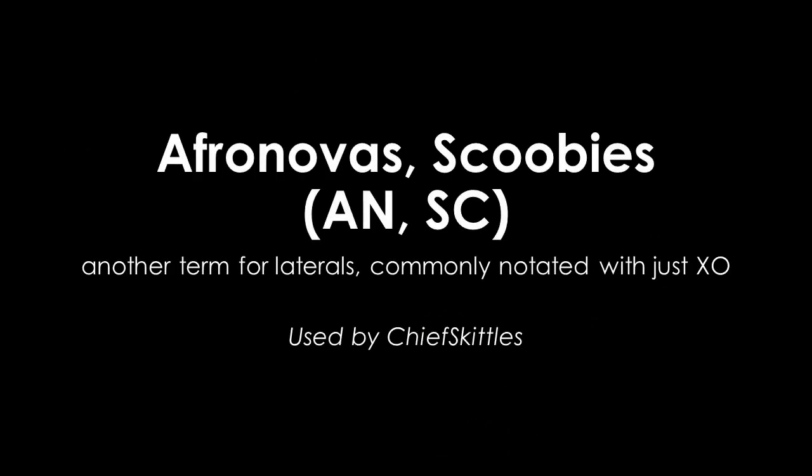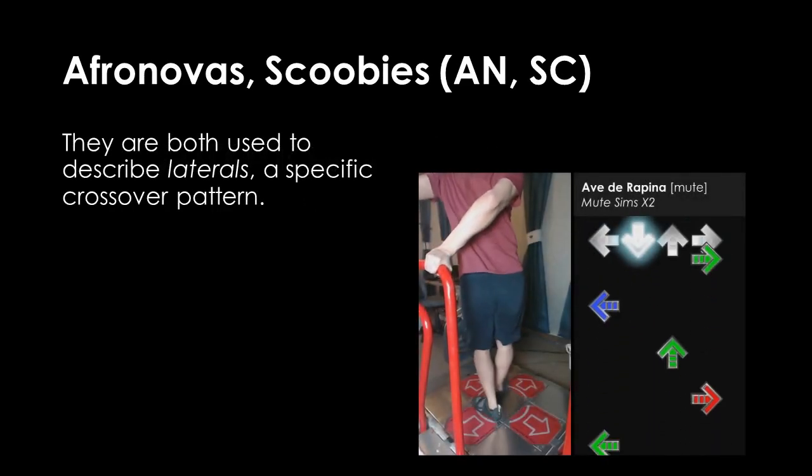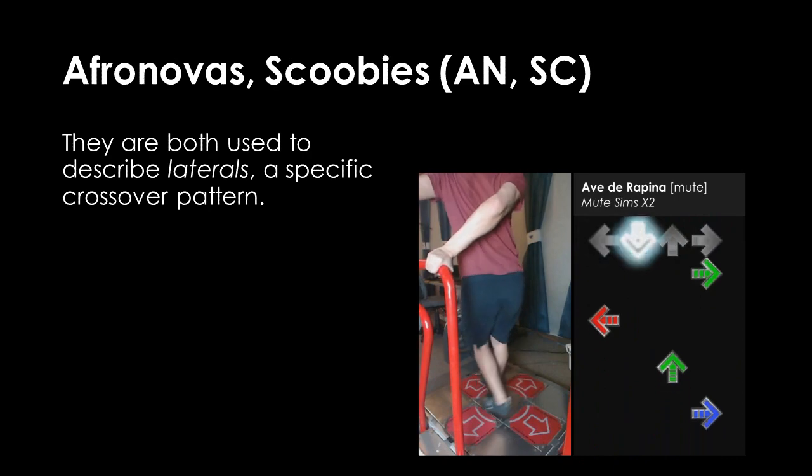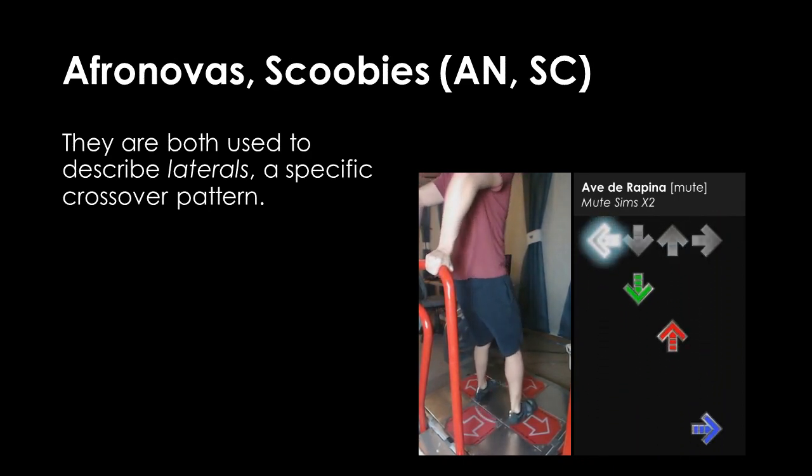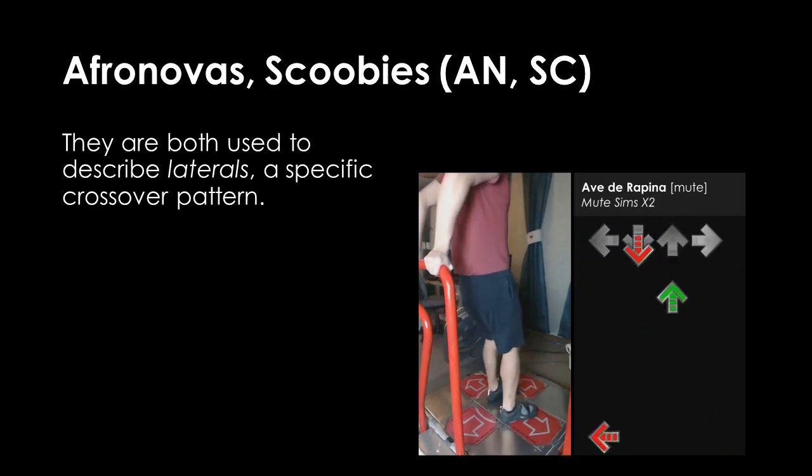Afronovas and Scoobies is a notation I've seen used by Chief Skittles. They're another way of describing laterals. I think that most people would use XO to describe these patterns as crossovers, though a specific notation like this is helpful to know exactly what kind of crossovers to expect.